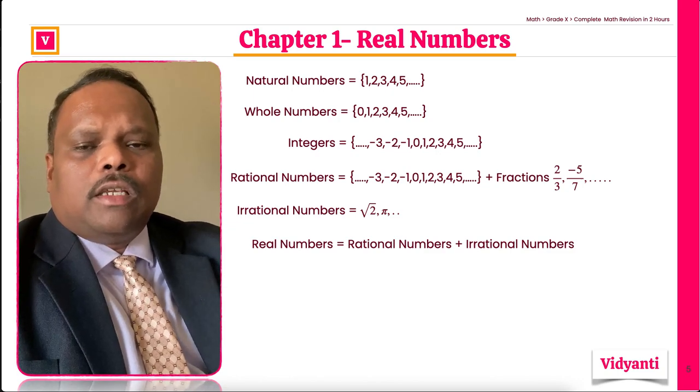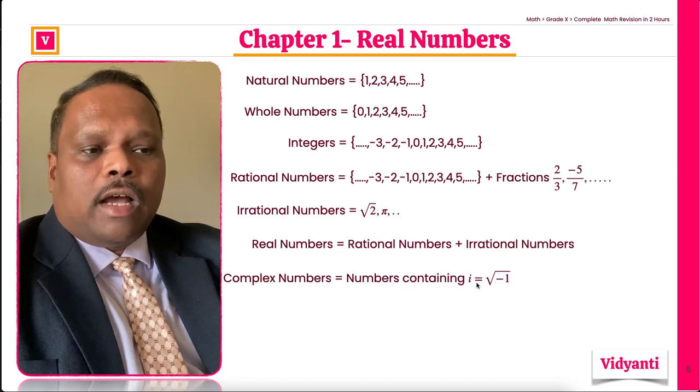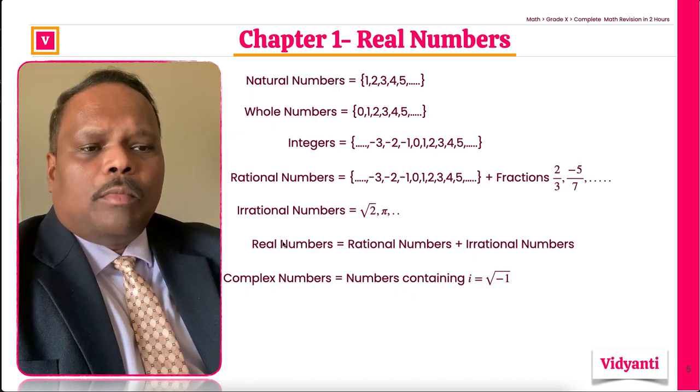Later on we'll study imaginary numbers, where the square root of -1 is defined as i. Numbers containing this i, the imaginary number, will be complex numbers. So for the time being we don't have complex numbers, we have only up to real numbers. But this is the spectrum of sets that we are going to describe, up to real numbers, in this chapter.